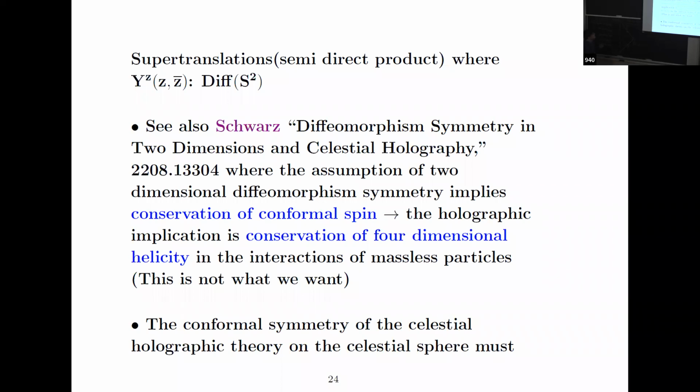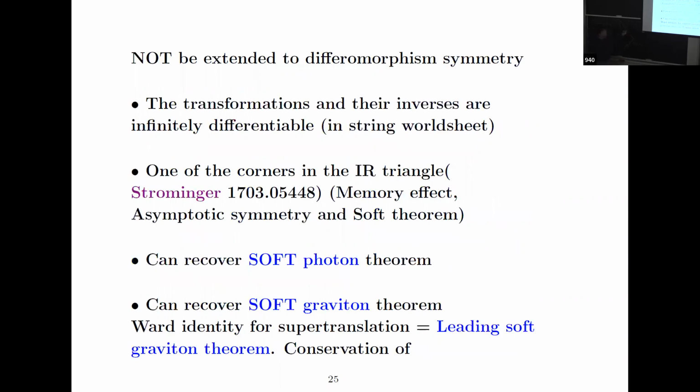It's a rather complicated expression, but according to his analysis, those two-dimensional diffeomorphism symmetries imply conservation of the conformal spin. Within celestial holography, this implies that in four dimensions the particle's helicity should be preserved, but we know that this is not what we want. So his final conclusion was that we shouldn't consider those generalizations to diffeomorphism in this context, but maybe his diffeomorphism algebra will apply to other models, not inside celestial holography.